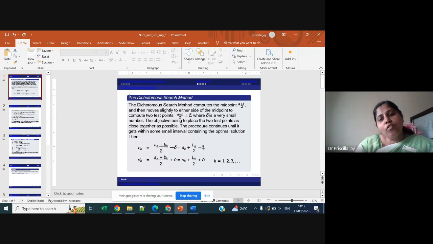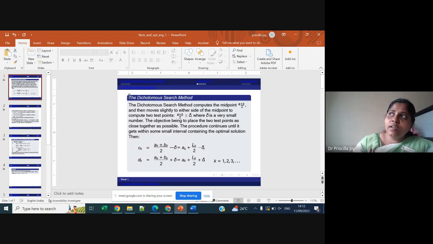So in the case of the dichotomous search method, we will be computing the midpoint, (a plus b) by 2, and then we will be moving slightly from the midpoint towards the right as well as towards the left, by incrementing it by delta, where delta is a very small value. The objective function will be evaluated at these two test points placed as close together as possible, and we will be computing the optimal solution.